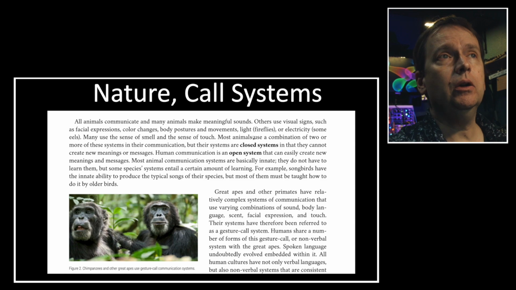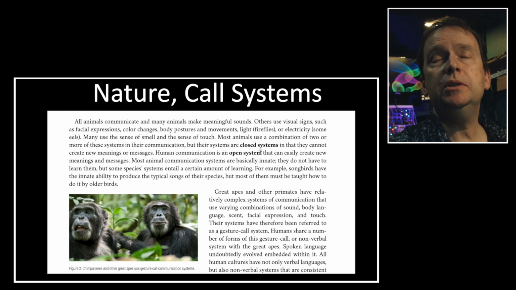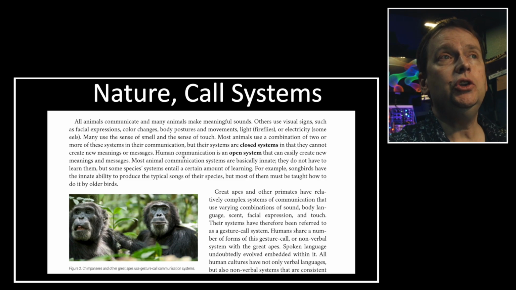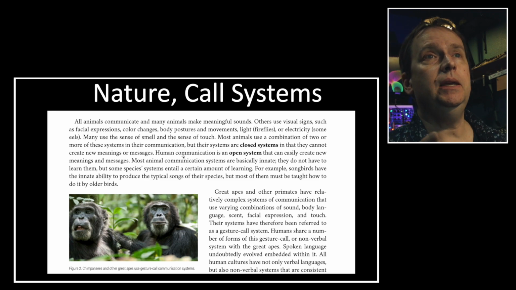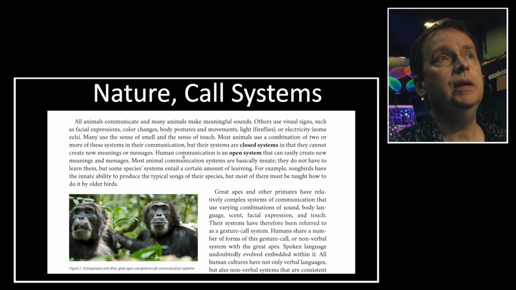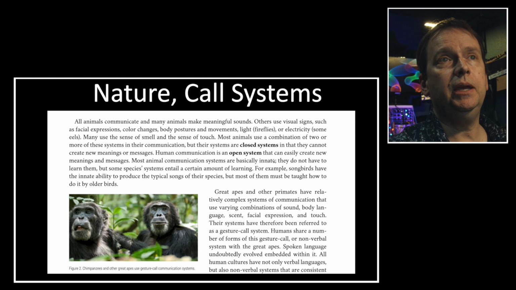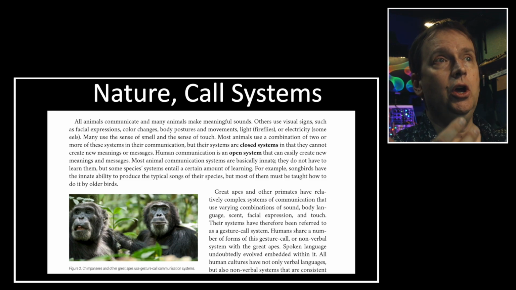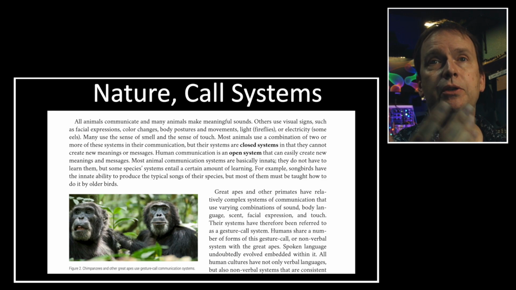In nature, and this is straight from the textbook, we talk about call systems. And this is really what I was getting at a second ago. As they say here, most animals use a combination of two or more systems in communication, but their systems are closed systems in that they cannot create new meanings or messages. Human communication is an open system that can easily create new meanings and messages. And they also talk about how animal communication systems are innate. They often don't have to learn, they just kind of know. And some species maybe do have forms of learning that have to go along with it.